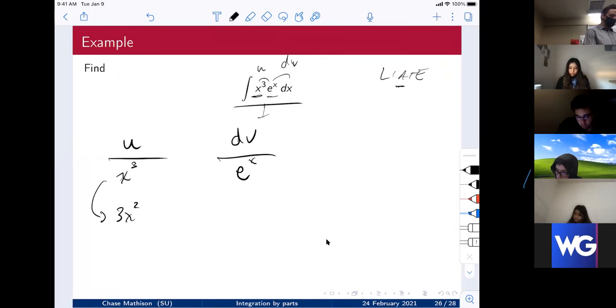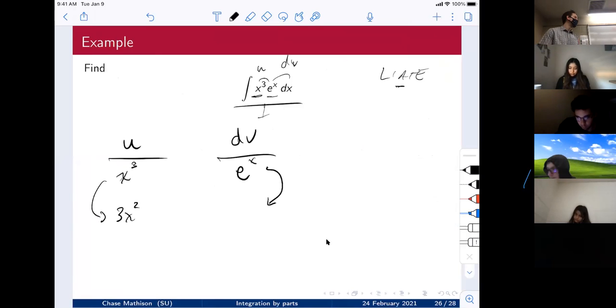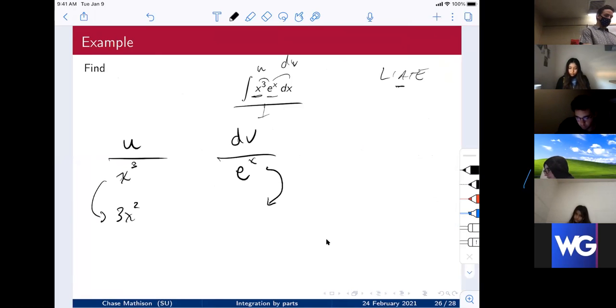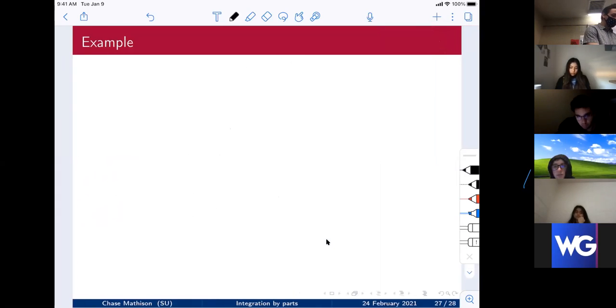3x squared. Very good. And to go from here to my next row, I'm going to take an antiderivative. So what's an antiderivative of e to the x? E to the x. Perfect. All right, so notice, I'm going to write this out. The integral of x cubed e to the x dx.